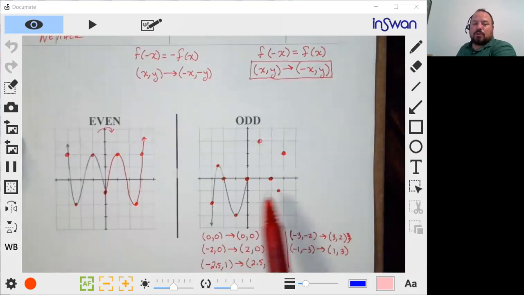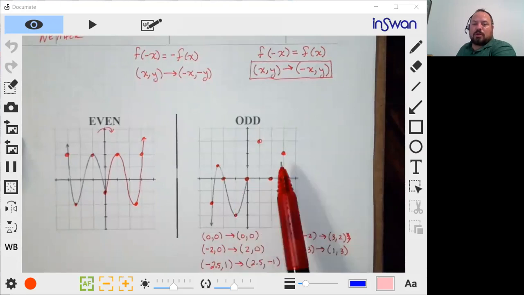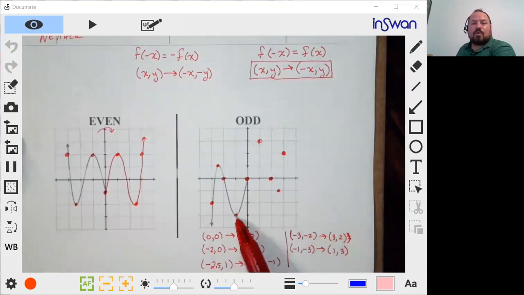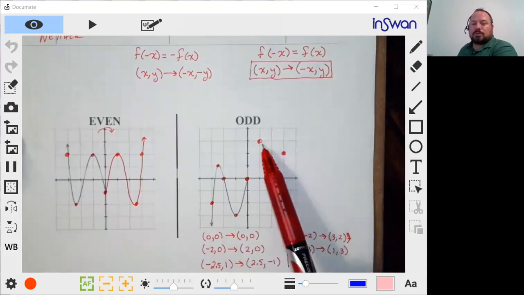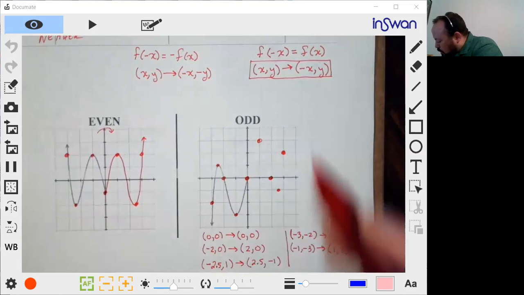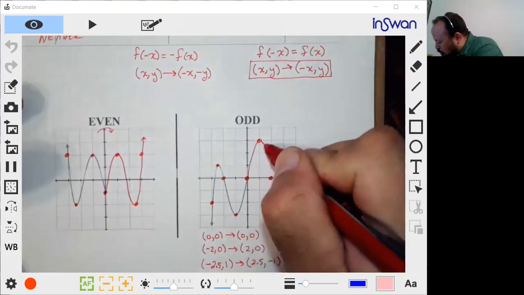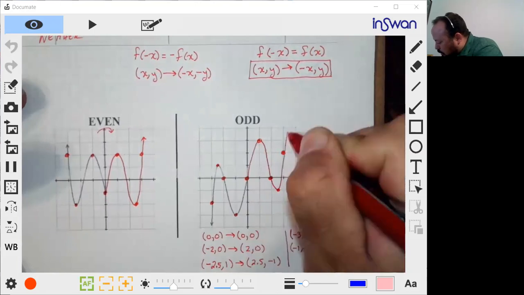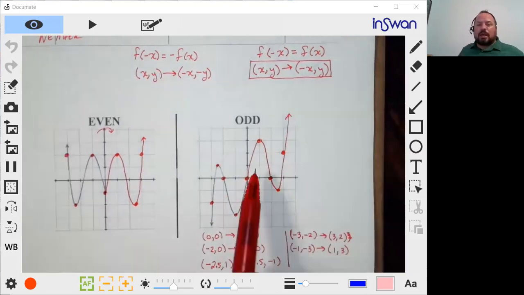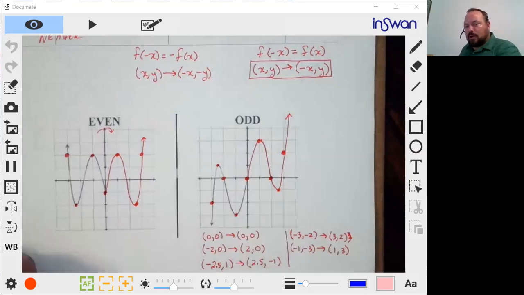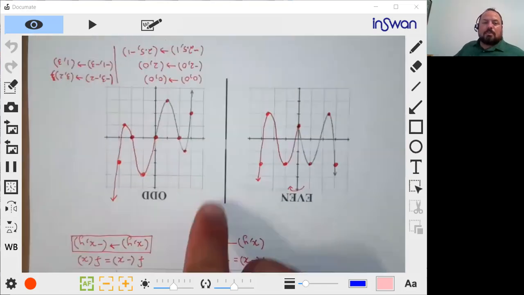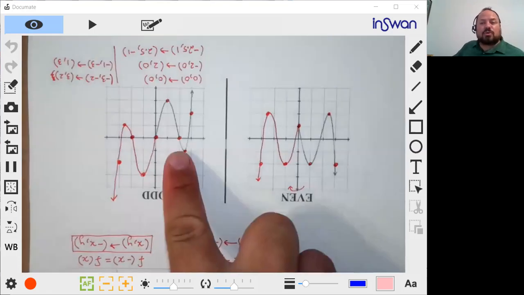This point over here at negative 3, negative 2 will become this point over here at positive 3, positive 2. And then finally, this point down here at negative 1, negative 3 will become the point positive 1, positive 3. So then my next piece would be to play connect the dots, and try to get as close as I can to my graph. And so now there I have my odd symmetry. And once again, if I rotate this 180 degrees, my graph should look the same. That's rotational symmetry in the origin. We call that odd symmetry.